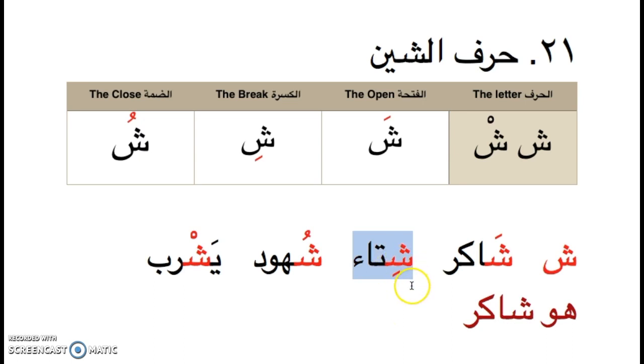Shita is winter. Shuhud is witnesses, like more than one, like when you witness something. When you go to a trial, like, where are the witnesses? That's shuhud. Aina al-shuhud. Aina, where is, al-shuhud, the witnesses. I'll color it. Yashrab is he drinks.